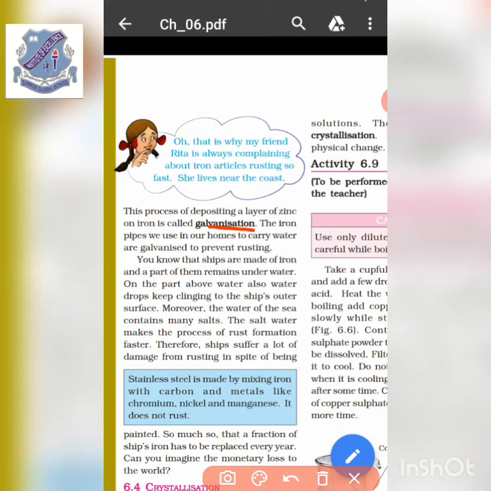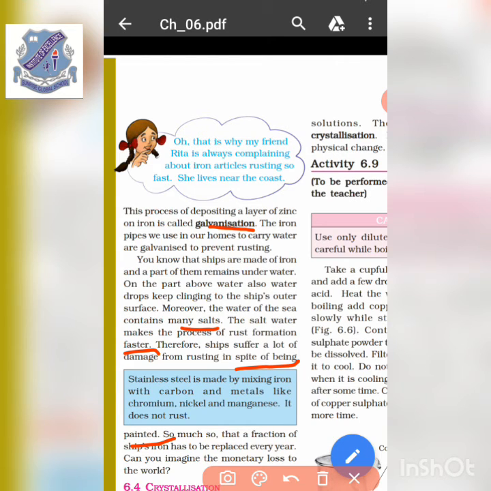The iron pipes we use in our homes to carry water are galvanized to prevent rusting. So आपके घरों में जो आयरन पाइप से पानी आता है उसको गैल्वेनाइज किया गया है so that उसमें रस्टिंग ना हो. You know that ships are made of iron and a part of them remains underwater. On the part above water also water drops keep clinging to the ship's outer surface. Moreover, the water of the sea contains many salts. The salt water makes the process of rust formation faster. Therefore, ships suffer a lot of damage from rusting in spite of being painted.